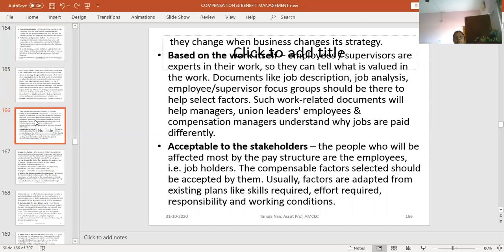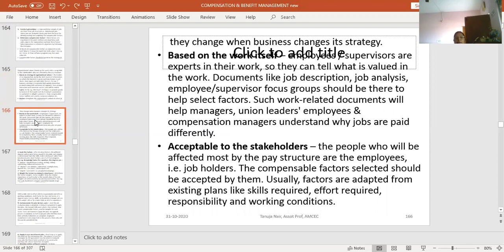To make sure that your compensable factors are according to the workflow in your organization, you have to speak to employees and supervisors who are job holders, who know everything about their job. They are experts in their job, so they know what is valuable in their job, which factor is most valuable in their job.